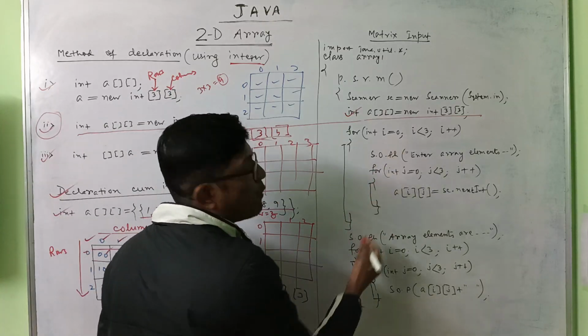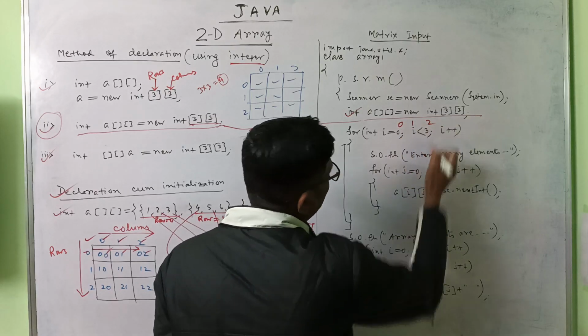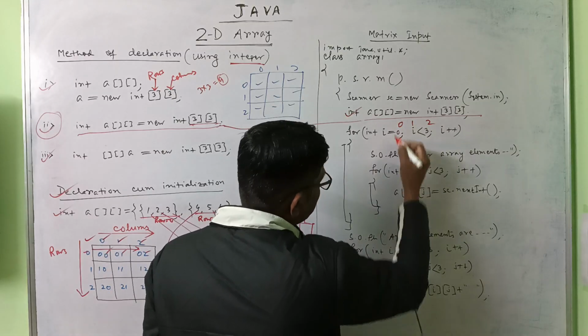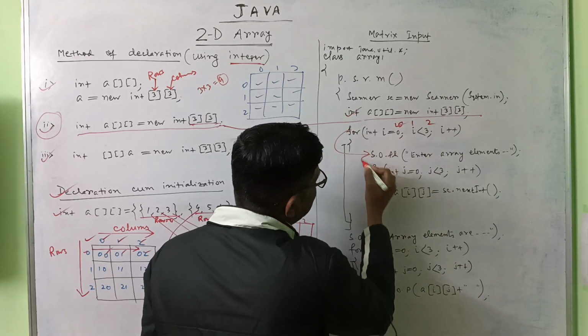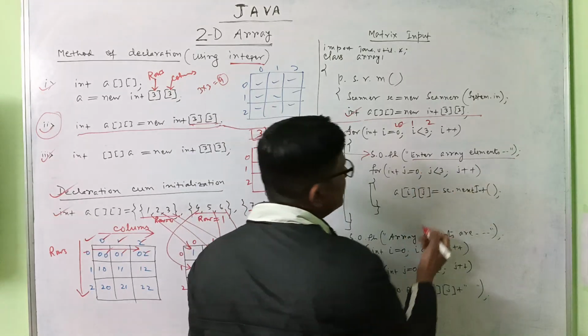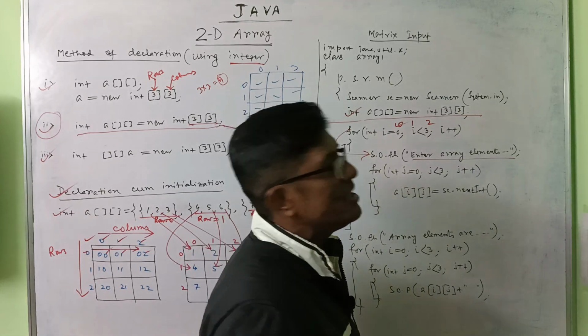A nested loop is required. How will you get the value? This loop will work for 0, 1, 2, a 3 by 3 matrix. This is a 3 by 3 matrix. So whenever i is 0 and you come inside, this message will be visible. After showing this message, you have to give the value. Computer, I want to give 3 integer values.